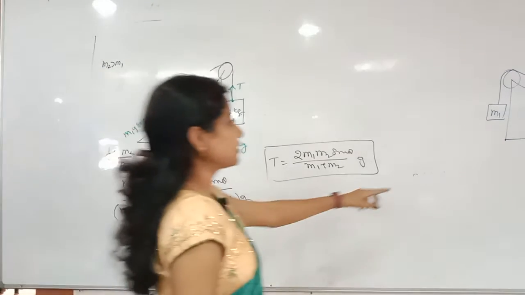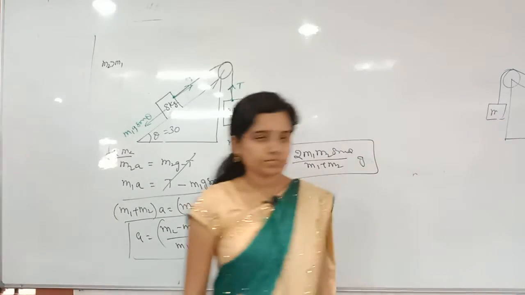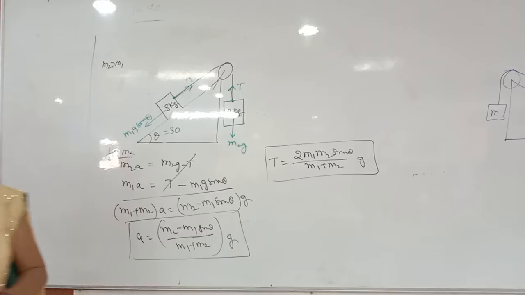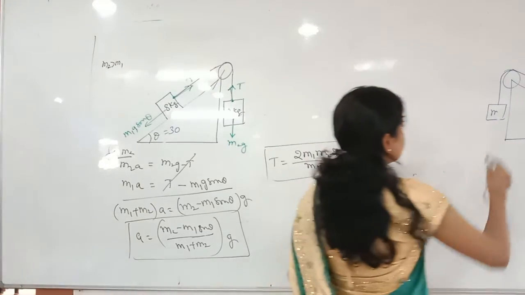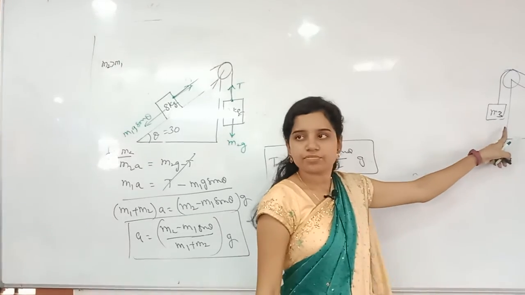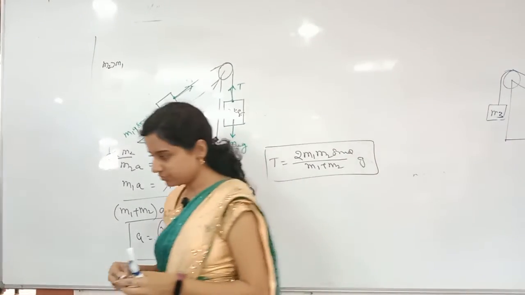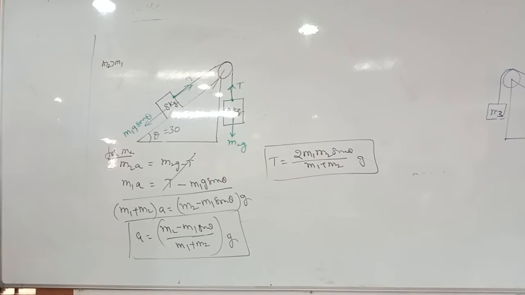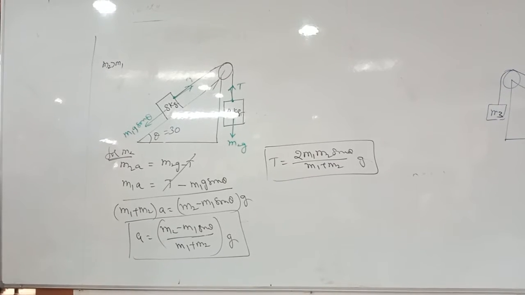This is m3, na? Yes. This is m3. Take the respective masses. This is m3, change it. This one is m3. Tell me the answer in terms of G only.